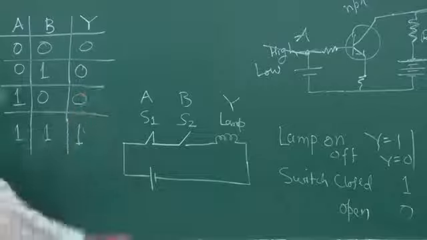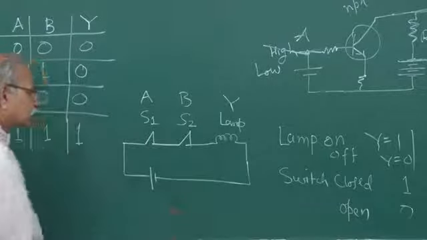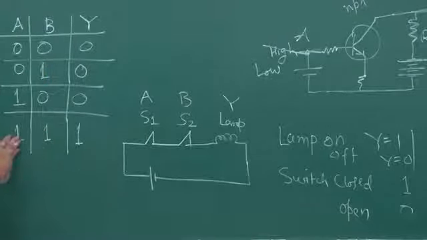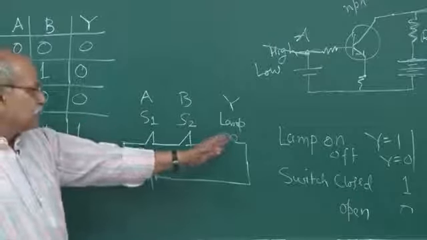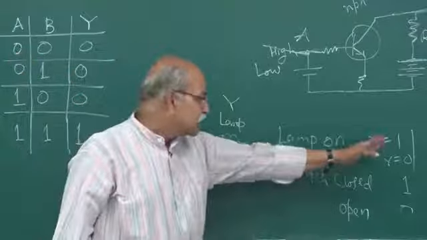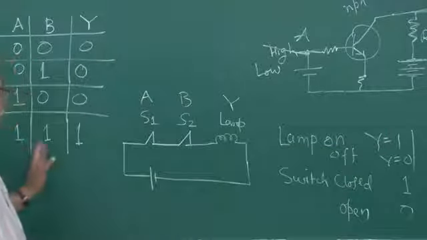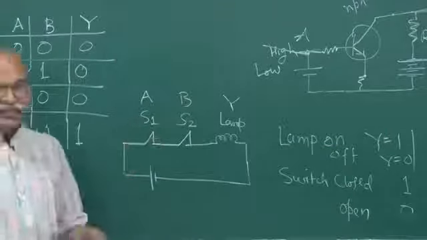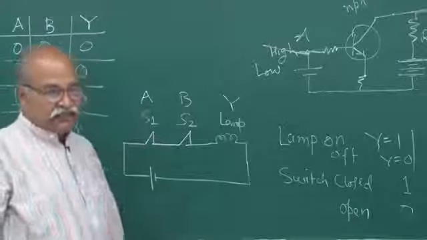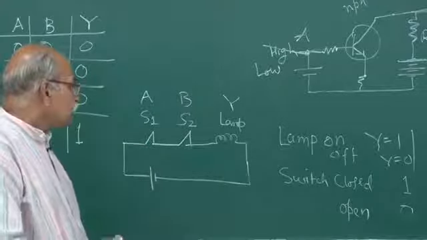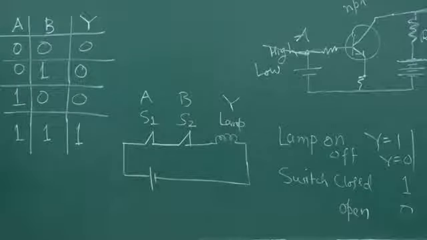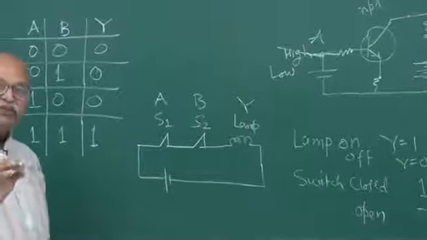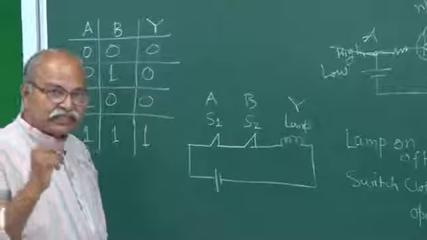And if both the switches are closed, so that A is 1 and B is 1, then the lamp glows. If it is on, then we say that Y is 1. So 1 and 1 is 1. This is the meaning of AND. You can make this AND digital circuit using PN junction diodes. Let's see how.